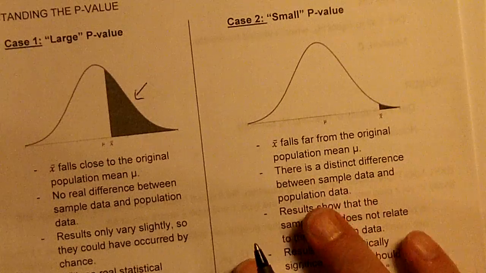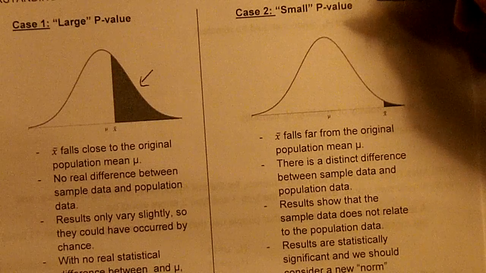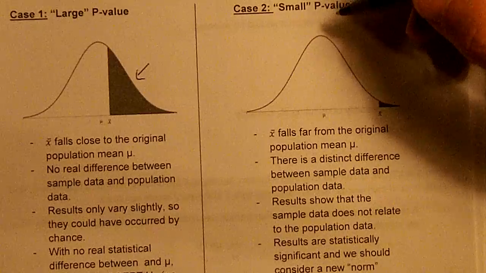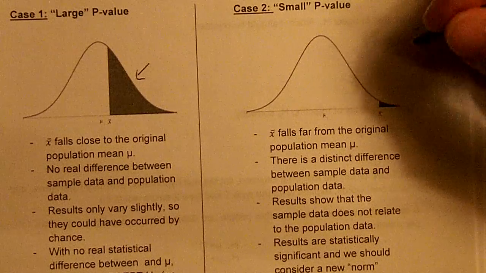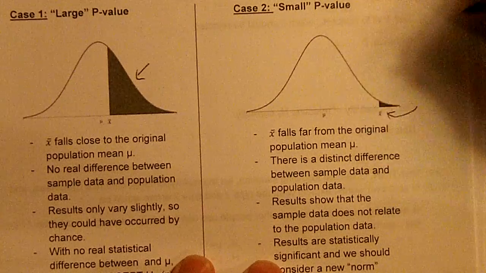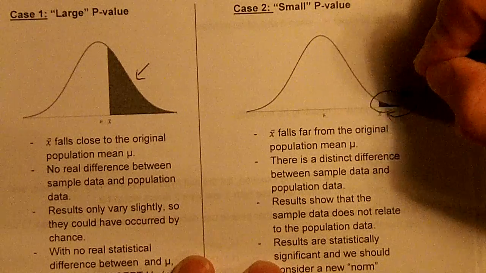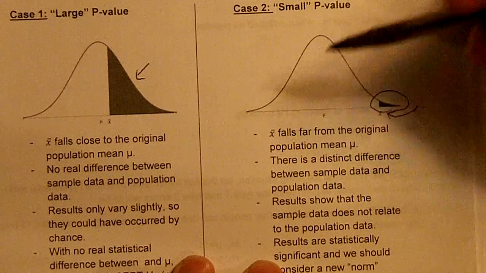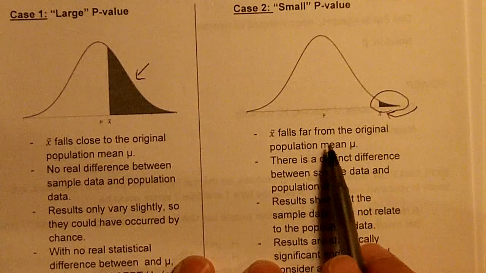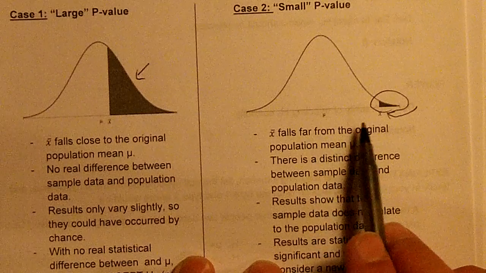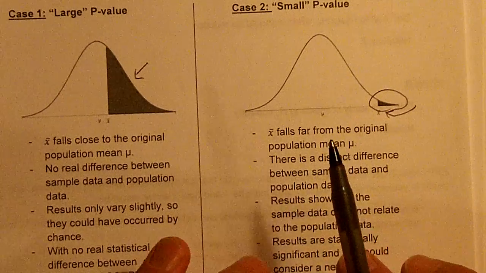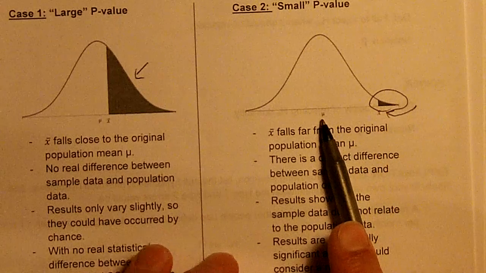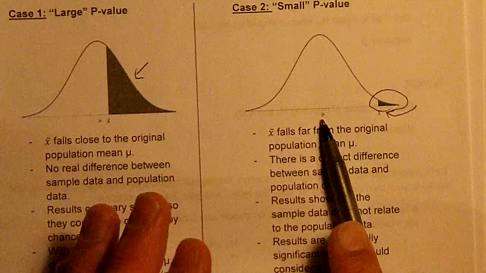On the contrary, if you have a small p-value, just make sure you can see everything all right. If you have a small p-value, you may have done a study where your x bar fell far from the population mean. This resulted in a very small p-value. When you have a small p-value, the x bar is going to fall very far from the original population mean. This might be a cause for concern because your sample mean is so distant from what is now known to be your original claim.